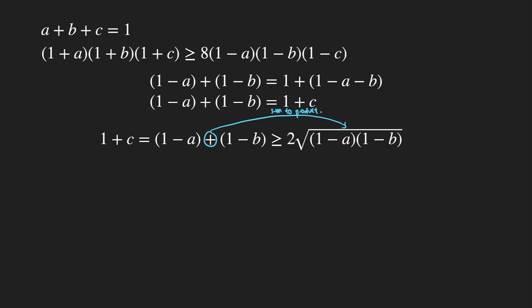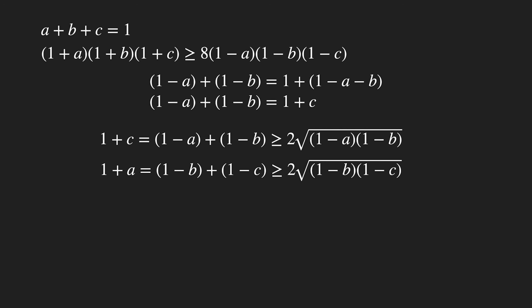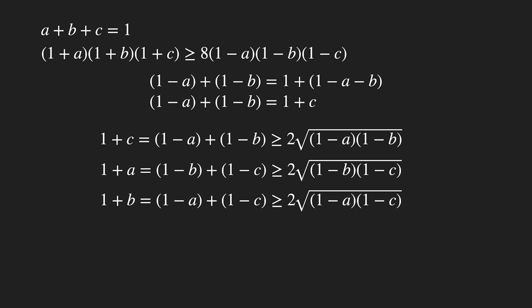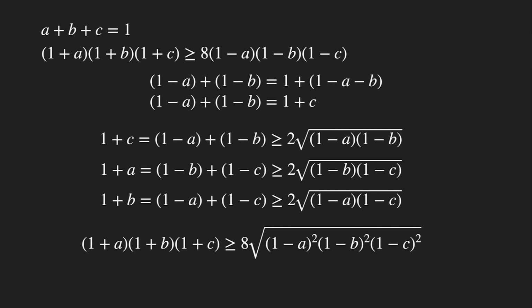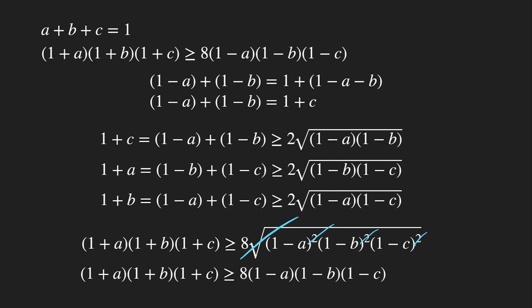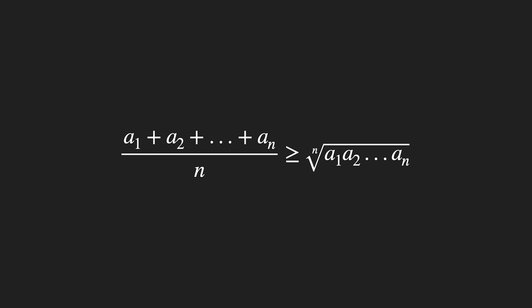Applying the AM-GM inequality, 1 plus c is greater than or equal to 2 times square root of 1 minus a times 1 minus b. Similarly, 1 plus a is greater than or equal to 2 times square root of 1 minus b times 1 minus c, and 1 plus b is greater than or equal to 2 times square root of 1 minus a times 1 minus c. Multiplying everything together, we get 1 plus a times 1 plus b times 1 plus c is greater than or equal to 8 times square root of 1 minus a squared, 1 minus b squared times 1 minus c squared. Thus, 1 plus a times 1 plus b times 1 plus c is greater than or equal to 8 times 1 minus a times 1 minus b times 1 minus c, which is our desired result. Sometimes we need to play around with the inequality to see which terms are suitable to be used in the AM-GM inequality. Now, how do we know that the AM-GM inequality works for more than two variables?